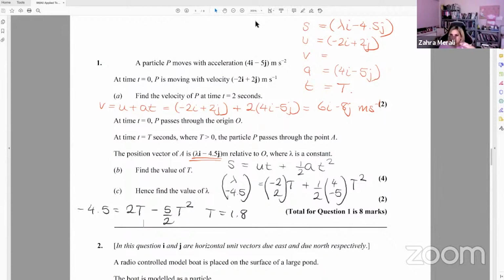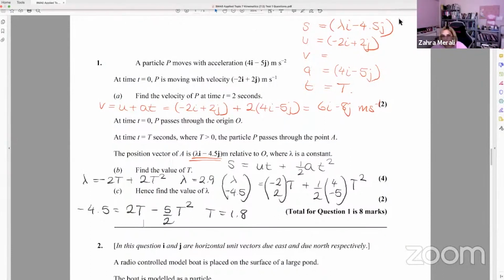If you don't know how to use your calculator, have a look at some of the calculator tutorials, but it's menu, equation, and you just plug in your quadratic equation. So now we have lambda equals -2 big T plus 1/2 of 4, which is 2T squared. We can substitute the T in, and we get lambda equals 2.9. So that's a relatively straightforward question. Don't be scared of vectors. Treat it in exactly the same way that you treat everything else.